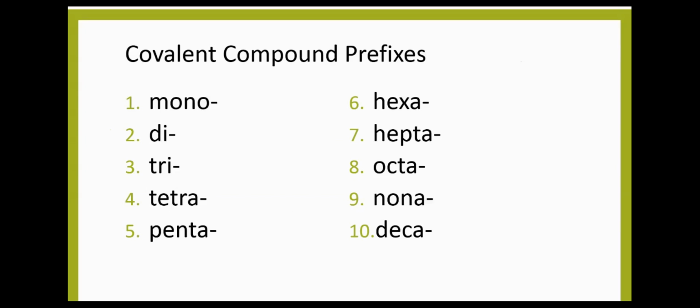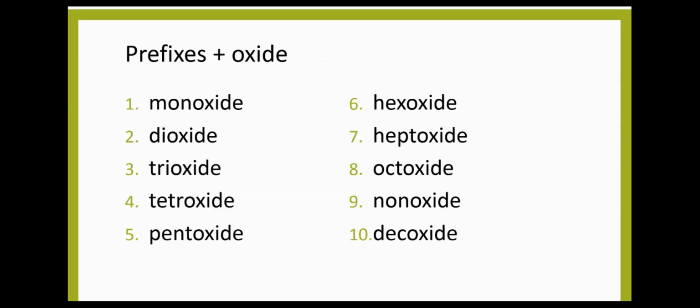Okay, so the covalent compound prefixes are the Greek prefixes that we see below. So 1 is mono, 2 is di, 3 is tri, 4 is tetra, 5 is penta, 6 is hexa, 7 is hepta, 8 is octa, 9 is nona, and 10 is deca. So you've probably seen these prefixes before with other things like hexagons or decades or triangles, things like that. So they're pretty familiar. Just make sure that you do remember what they all stand for.